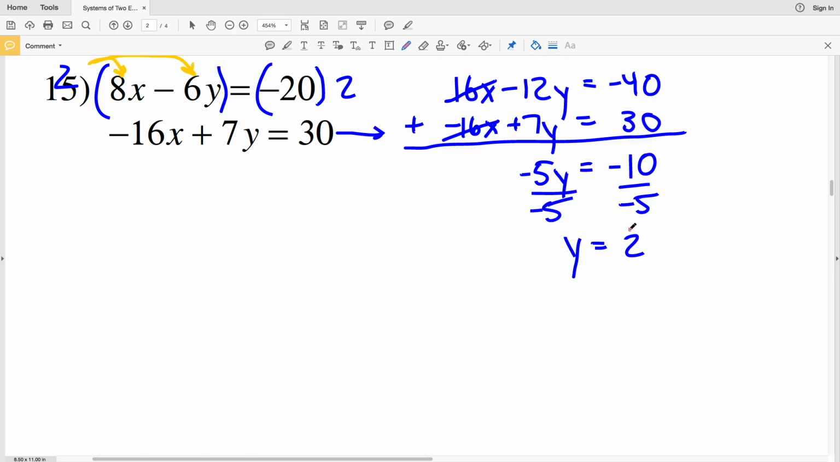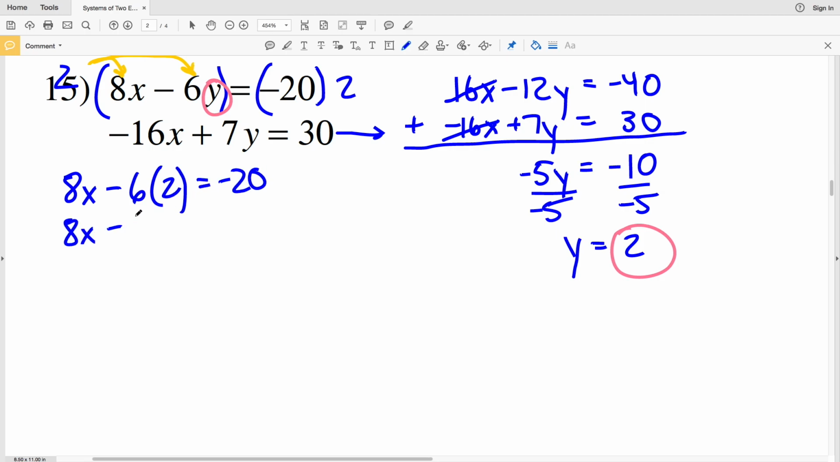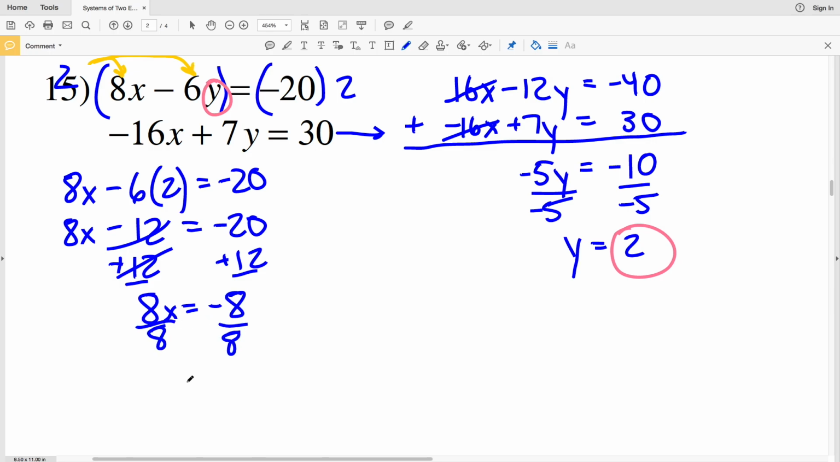Now I need to take this value of y and plug it in either the top equation, the bottom equation, or my modified equation. Let's plug it into that top equation. So we'll have 8x minus 6 times 2 equal to negative 20. So that's 8x minus 12, and that equals negative 20. Our next step will be to add 12 to both sides to get that 8x equals a negative 8. And then when we divide by 8, we'll get that x equals negative 1. So if x is negative 1 and y is positive 2, our solution in number 15 is negative 1, 2.